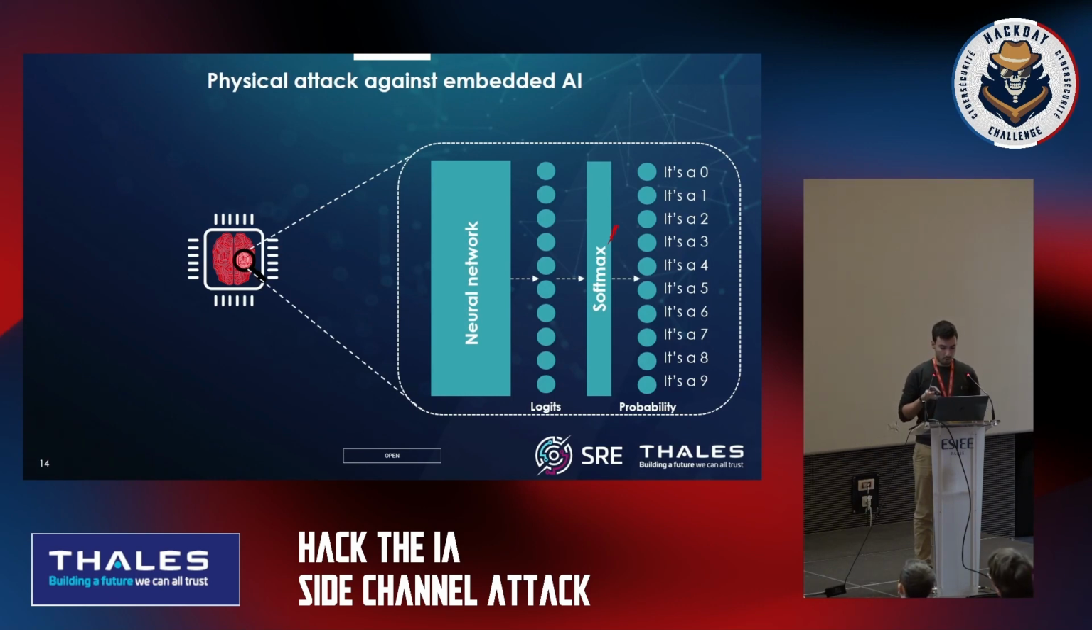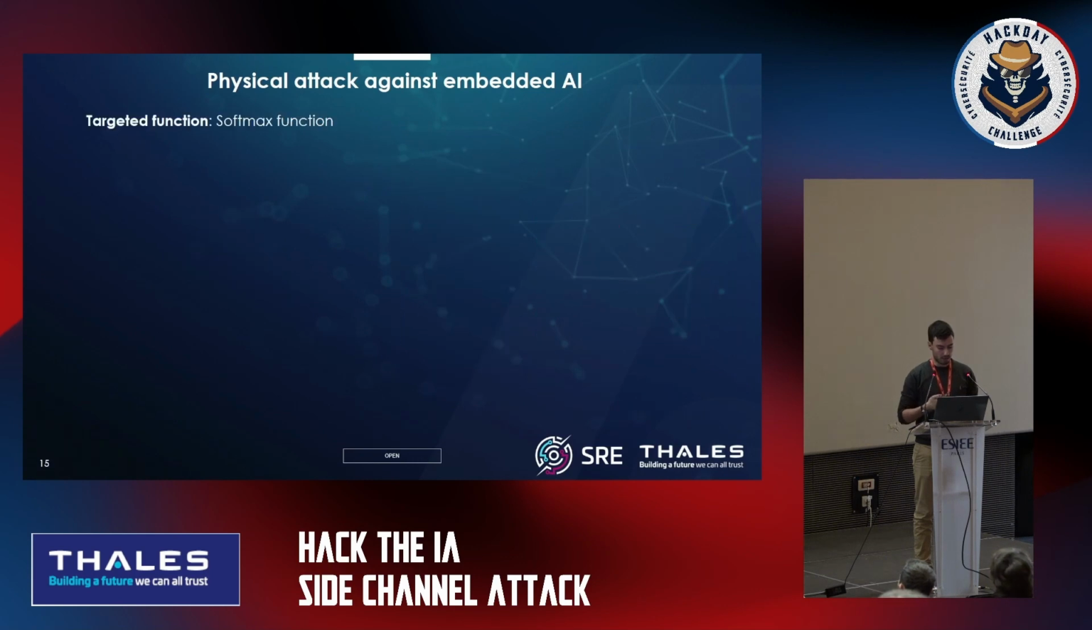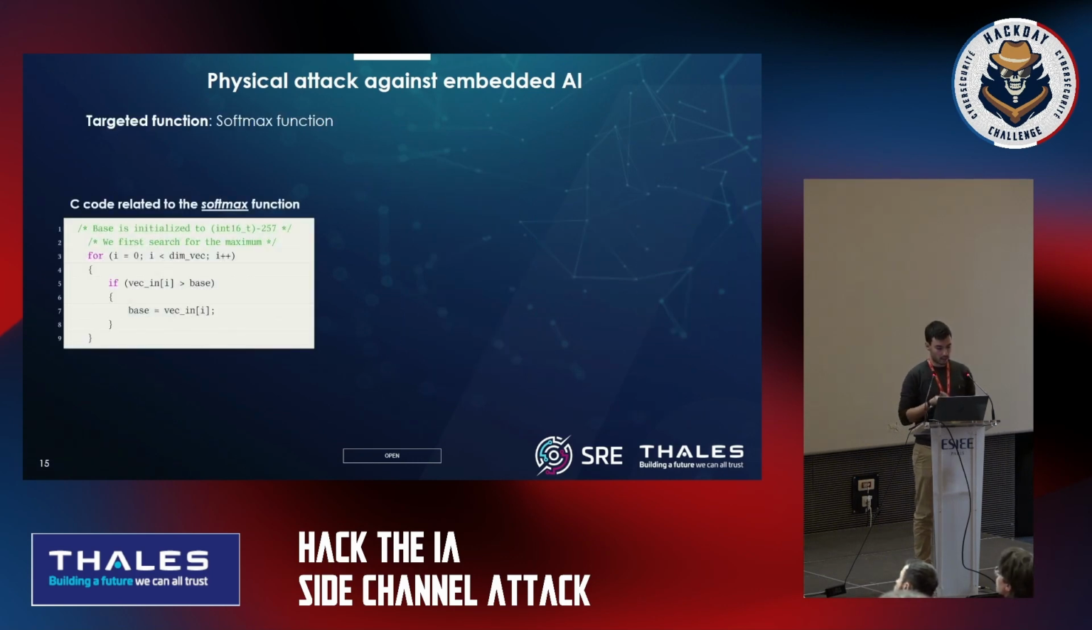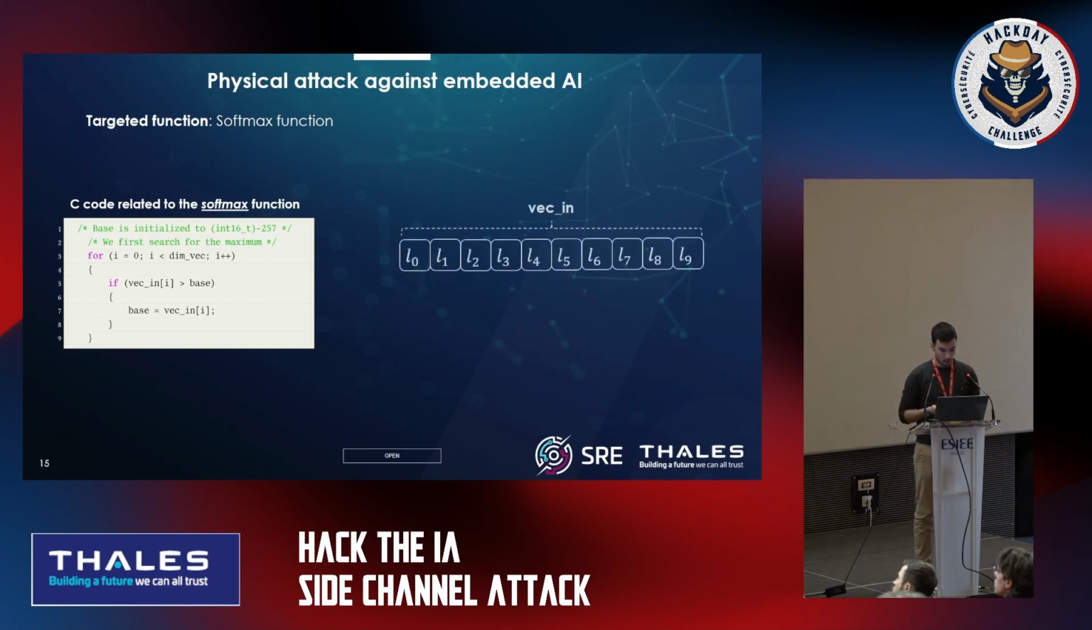If we take a brief look at the softmax function, what we observe is that the following C code is implemented. This C code requires a vector named vecin. This vector is of dimension 10, such that each element of this vector is characterized by the logit associated with each class, so L0 to L9.